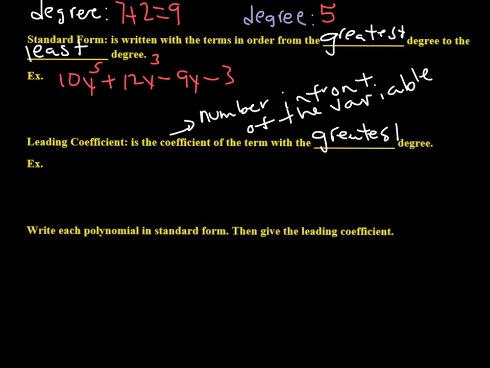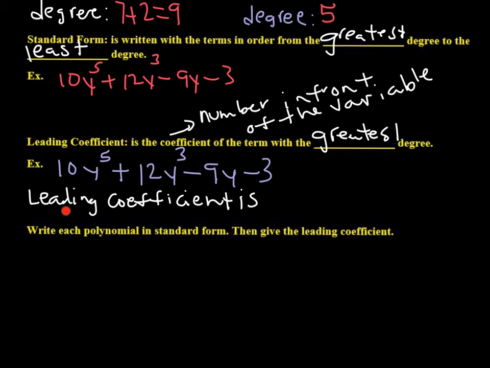Alright, so let me give you an example. Let's say I give you 10y to the 5th power, same thing as from above, plus 12y to the 3rd power minus 9y minus 3. The greatest degree we have here is y to the 5th power. This is the greatest degree. So the leading coefficient, or the number in front of the variable with the greatest degree, is 10. It is 10. 10 is the leading coefficient of this polynomial because it is in front of the variable with the biggest degree.